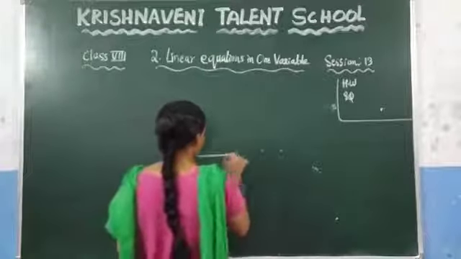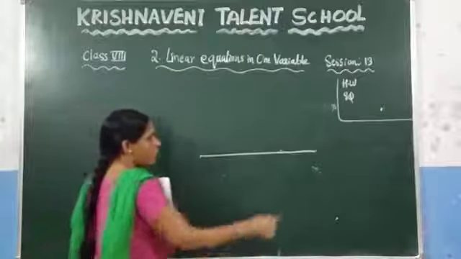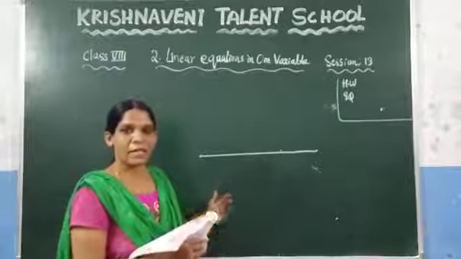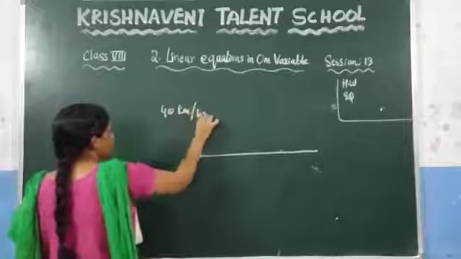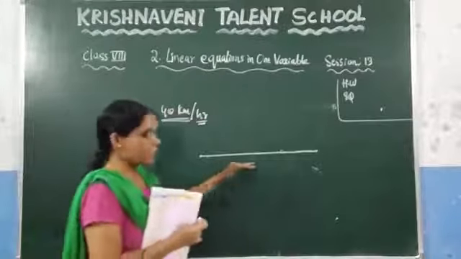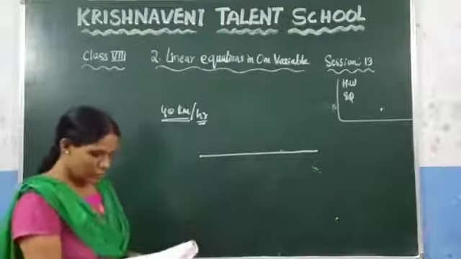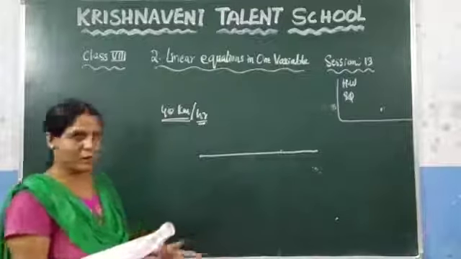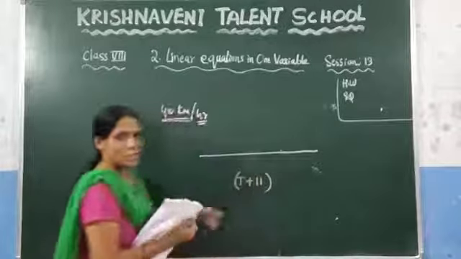Let us suppose this is the distance the train has traveled, with a starting point and a destination point. Now the question says a train runs at a speed of 40 kilometers per hour. That means in 1 hour the train travels a distance of 40 kilometers. The train reaches late, that means it has to reach this position, but it is late by 11 minutes.